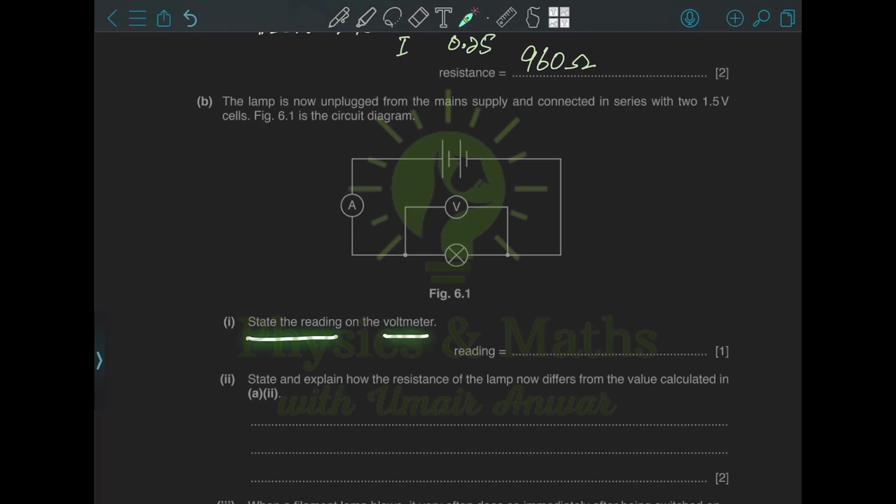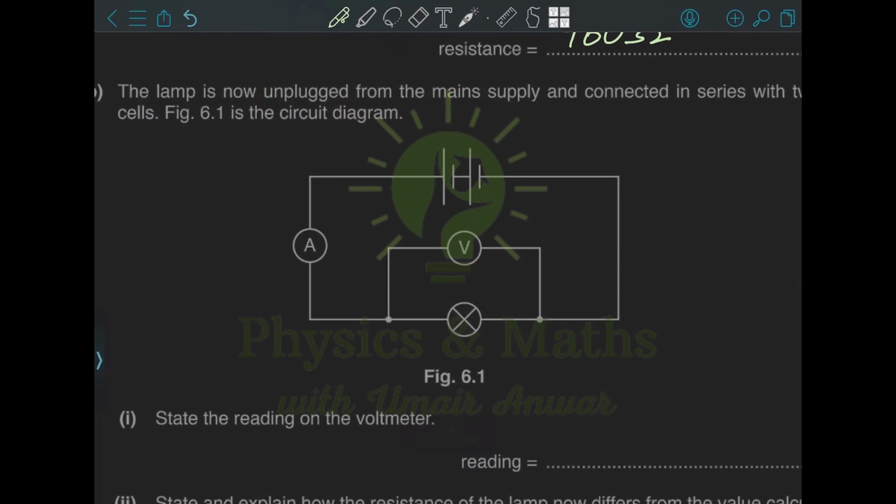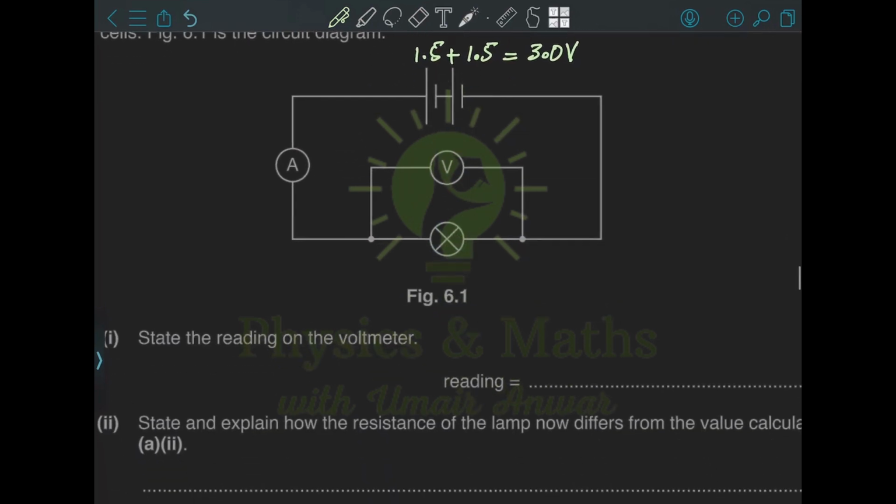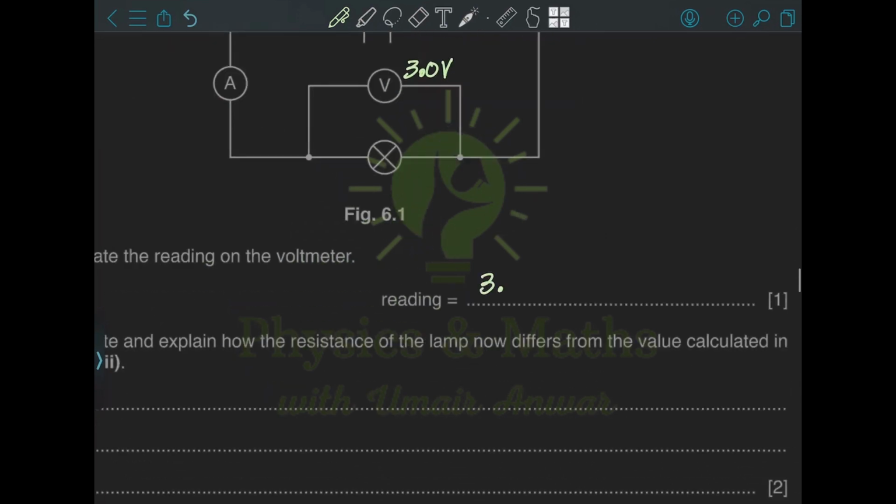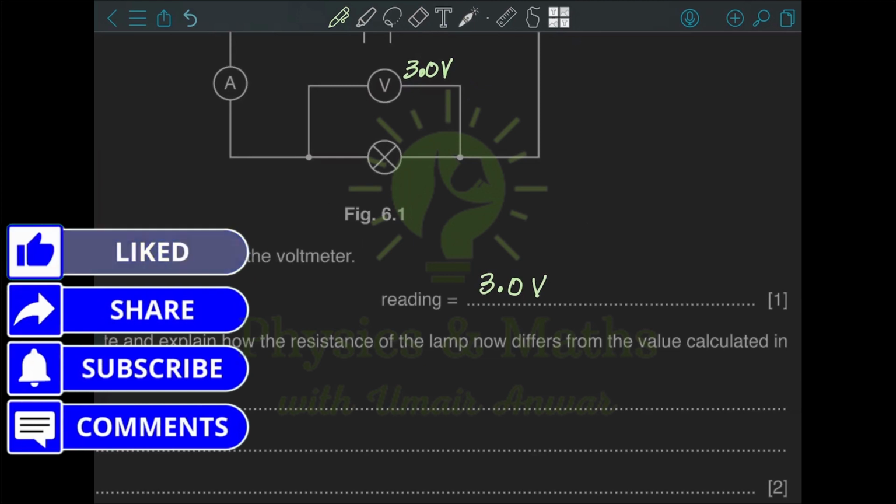State the reading on the voltmeter. So the voltmeter would be giving the voltage of the lamp, and since this is the only component connected in the circuit, the total voltage would be appearing across the lamp. We have two 1.5 volts cells connected in series, so the total voltage being produced would be 3.0 volts, and the same reading would be shown by the voltmeter. So I'm writing 3.0 volts over here.